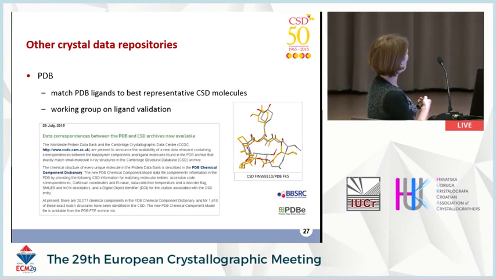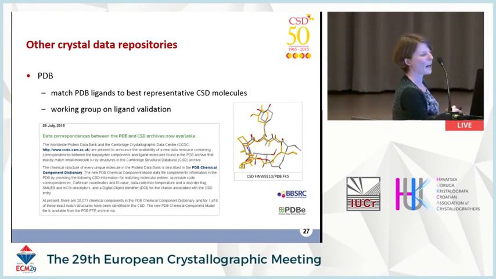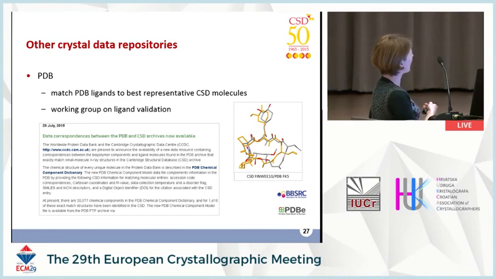As well as more general chemistry, we can also link between crystallographic databases. So we've been working with the PDB to match PDB ligands to best representative CSD molecules. And of the 20,000 chemical components in the PDB chemical component dictionary, there are about 1,500 exact matches for structures in the CSD. And PDB users can now link between the two.